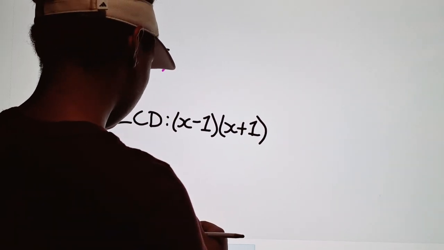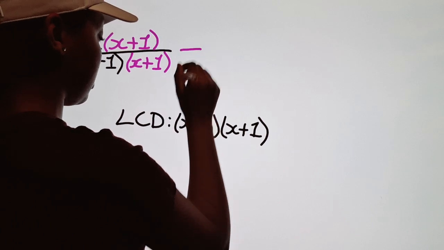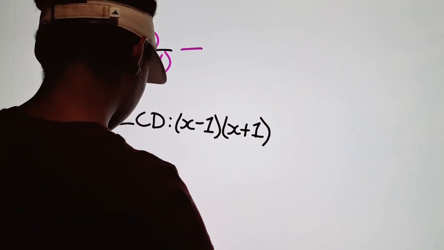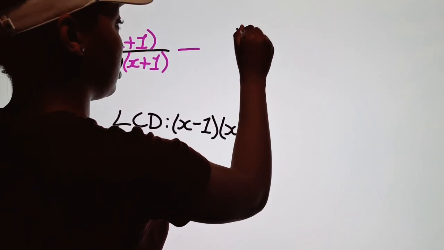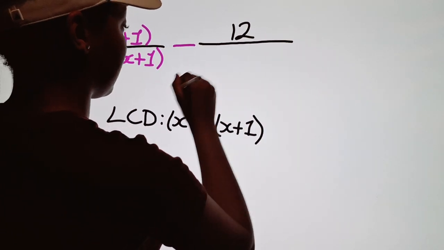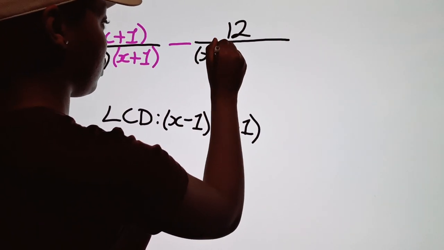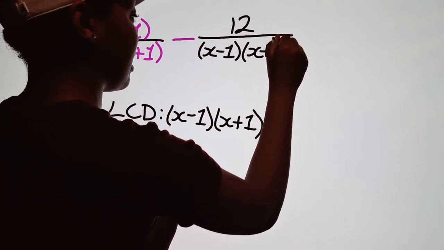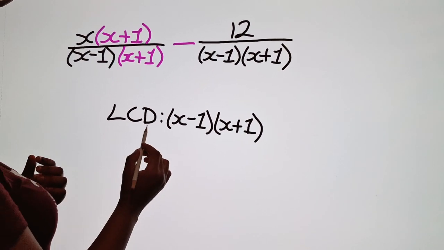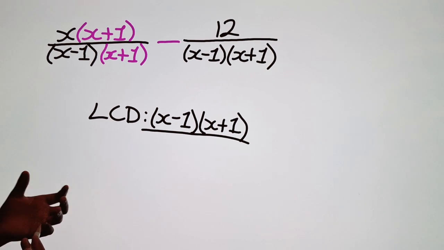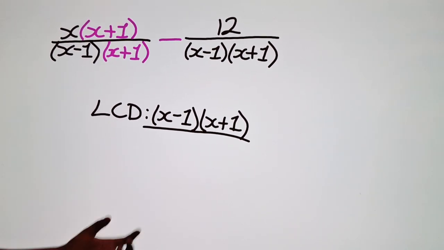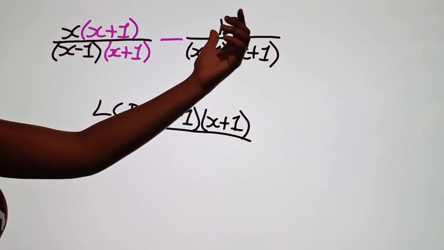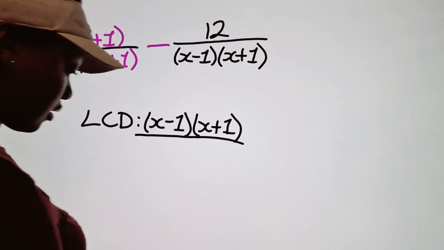Minus. The next fraction is the one that we factorized, remember? The one in which we factorized the denominator. The denominator that we factorized, we got x minus 1, x plus 1. This one has everything that is in the denominator, in the LCD. You see it? So we don't need to put anything extra. Everything from the LCD is here. So it means that it's fine.